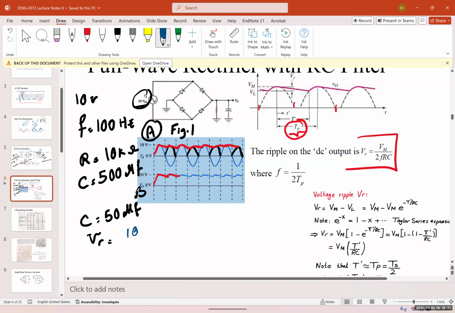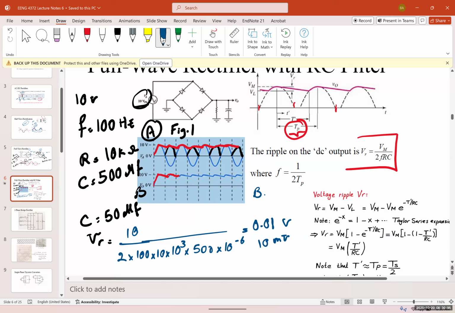So VR is 10 over 2 times 100 times 10 times 10 to the power of 3, because it's in kilo ohms, times 500 times 10 to the power of negative 6. So this gives us 0.01 volts, or in other words, 10 millivolts. And for part B, with 50 microfarads the second time, it gives us 100 millivolts.